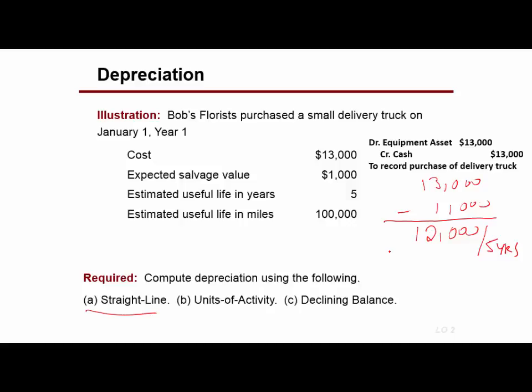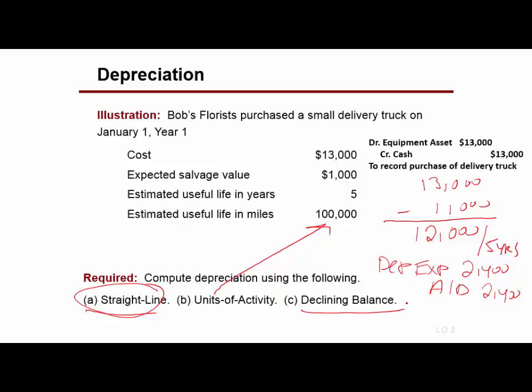So we'll debit depreciation expense for $2,400 and credit accumulated depreciation for $2,400, right? That's our annual depreciation, that's straight line. We're also going to use the estimated use in miles, and we'll look at that. And then towards the end we're going to talk about something called declining balance. Declining balance is an accelerated version of straight line, and we'll see how that works towards the end of our discussion.